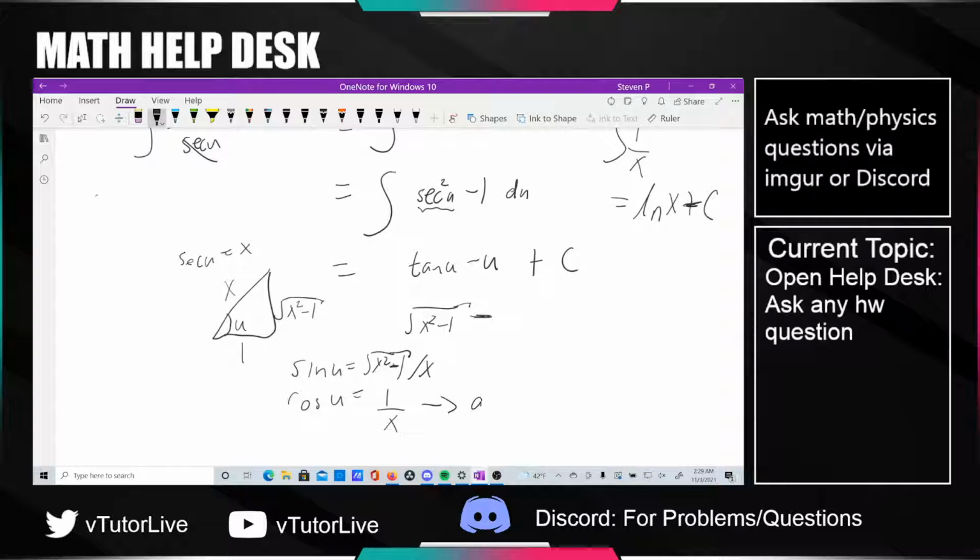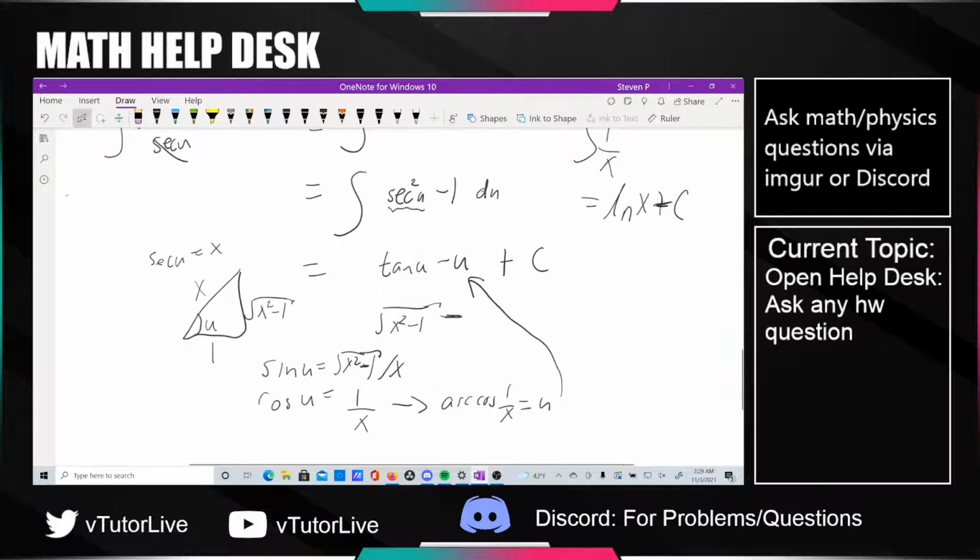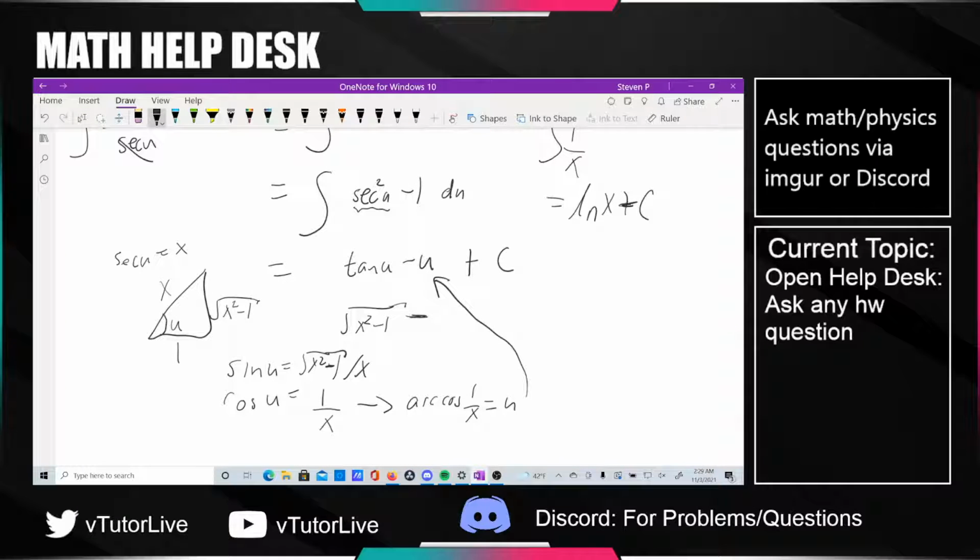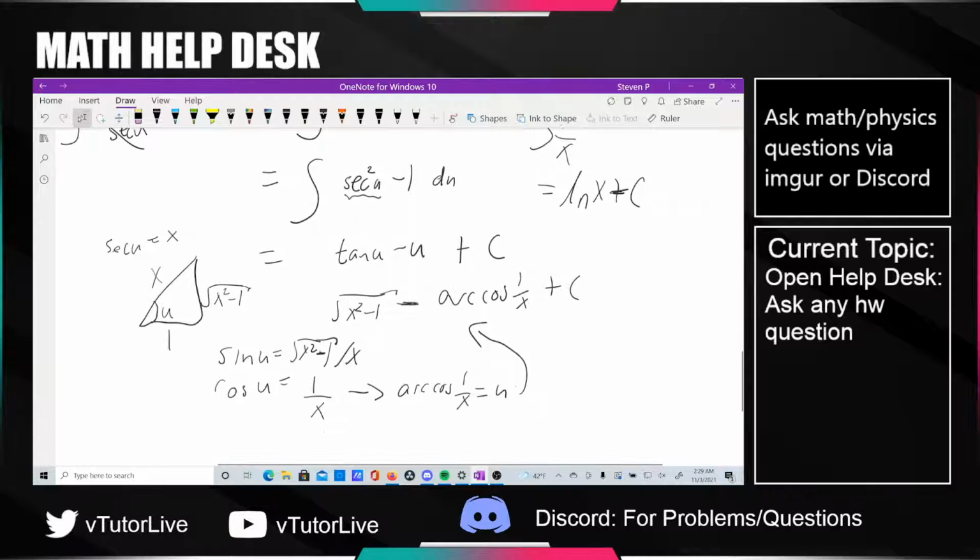This means that arc cosine of 1 over x is equal to u. And I would just plug that in right over there, and boom, we're done. Just to be super explicit, I missed. I meant to say plug it in right over here. So arc cos 1 over x plus c. Feeling good about this process?